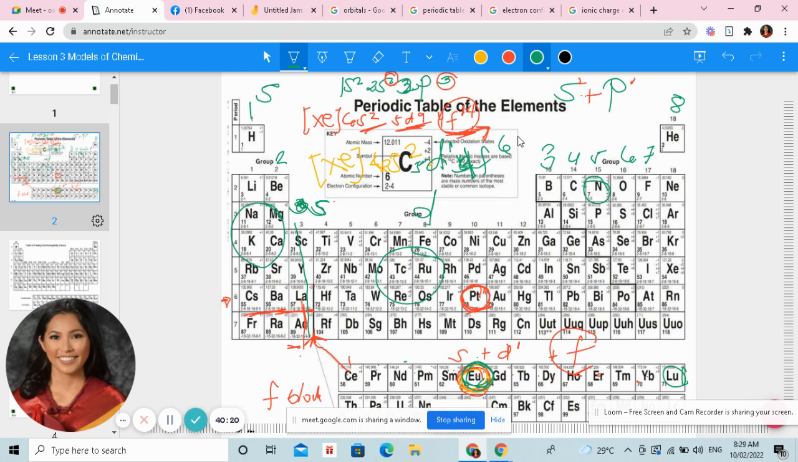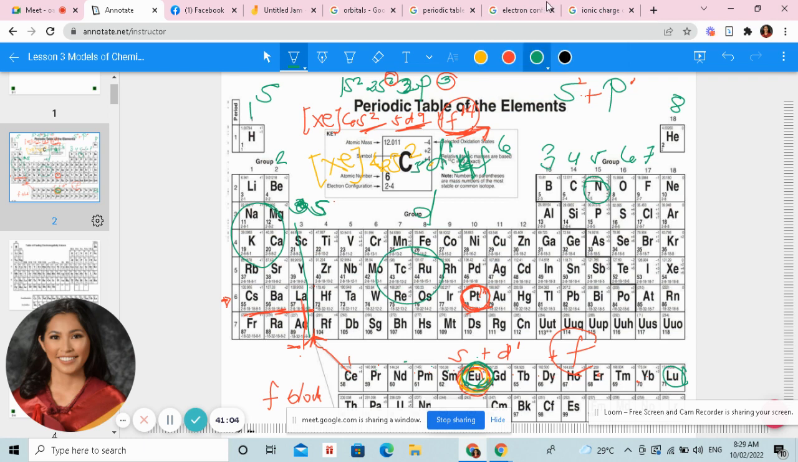Xenon for F7, ma'am. Then 5D10, 6S2. Xenon for F7, for 5D10, 6S2. 5D10, 5D0 dahil, ma'am. 0 lang, ma'am. For F7, 5D0. 6S2 dahil. Oh, 6S2. 0, hindi 1.